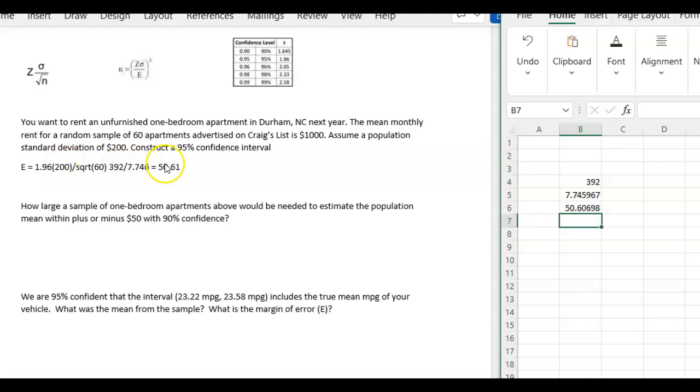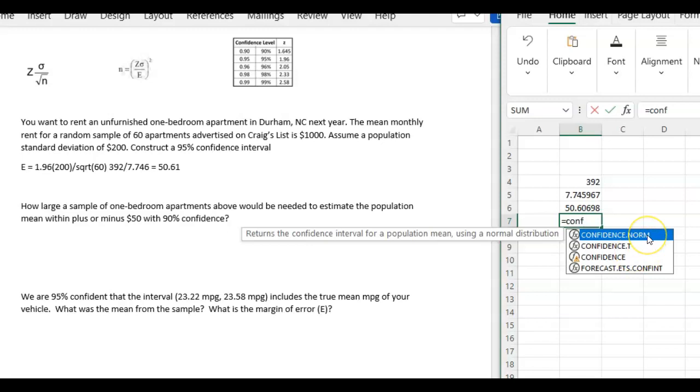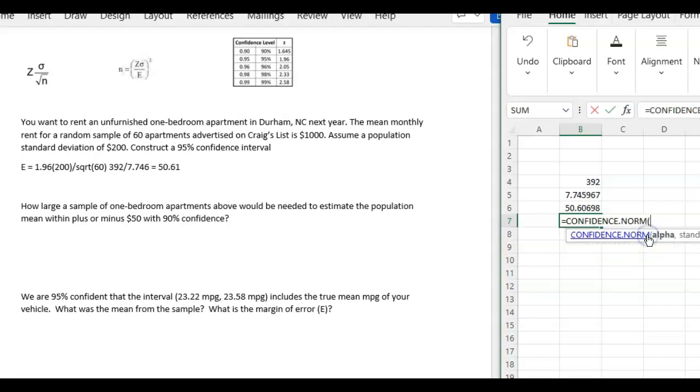I did the calculation out here manually, but I can also use this formula, CONFIDENCE.NORM, in Excel. I'm just going to double click on that, and that is looking for alpha, which is 1 minus the confidence level that you're looking for. So in this case, it was 95%. Subtract that from 1, I get 0.05. Then it's looking for a standard deviation, which is 200. And then our size, which is 60. And I get 50.61 again as my margin of error.